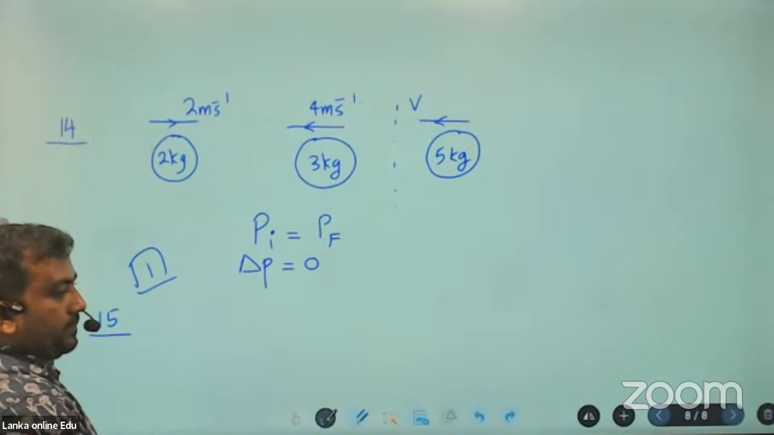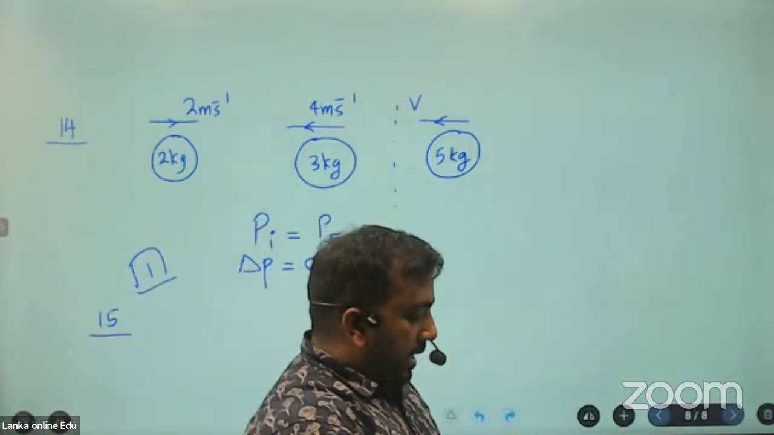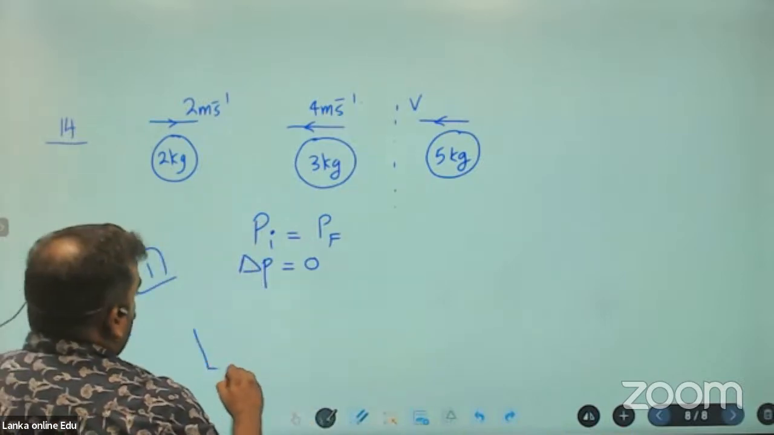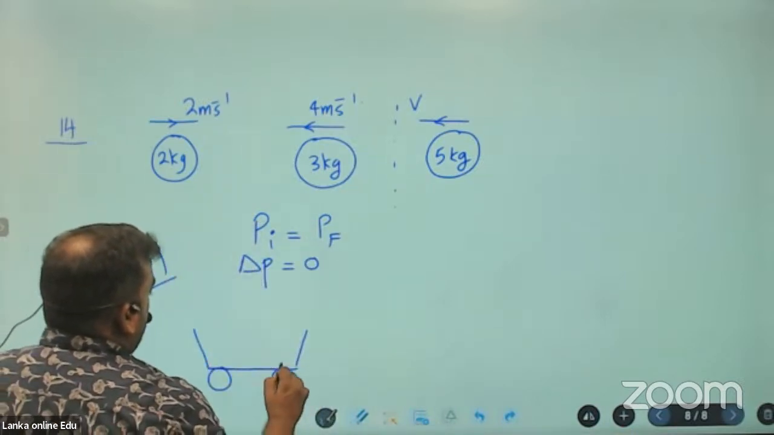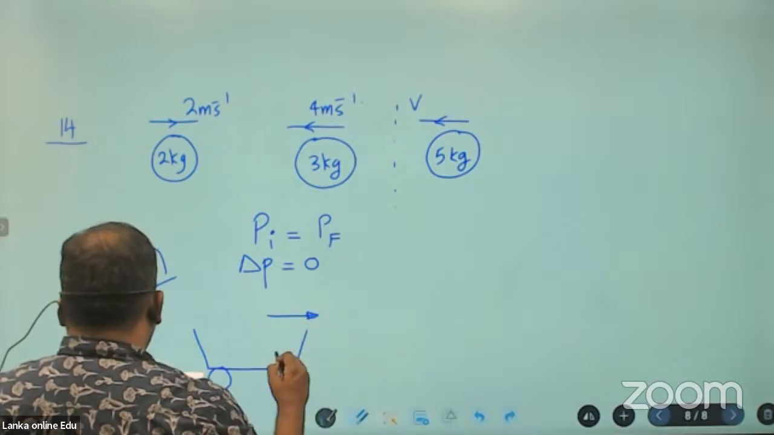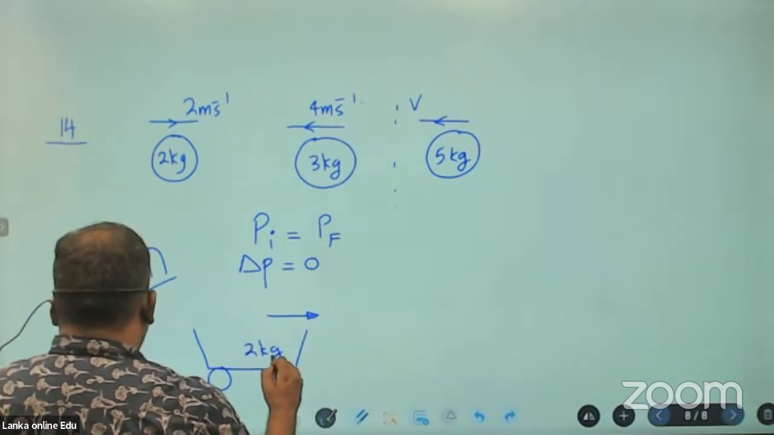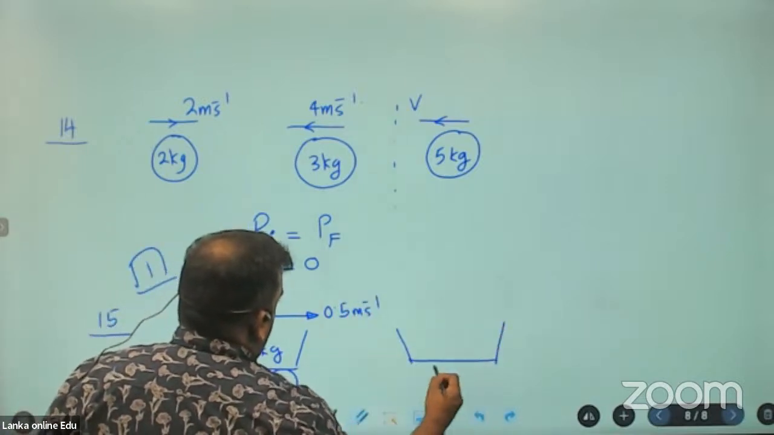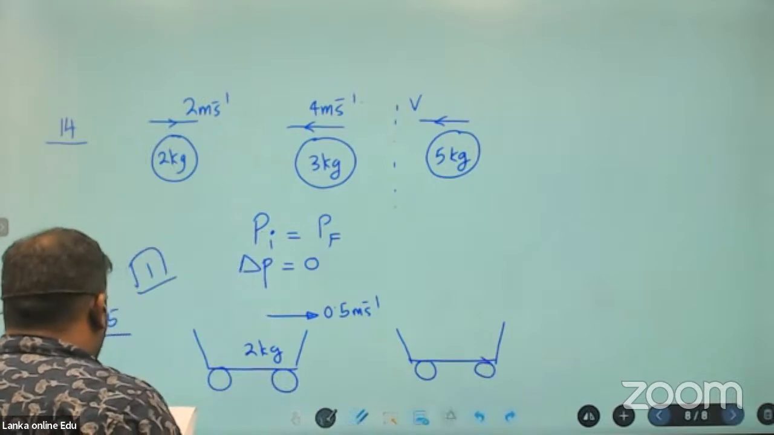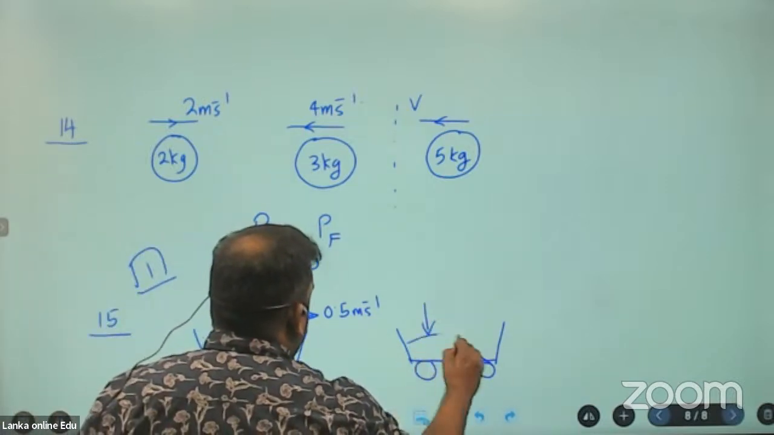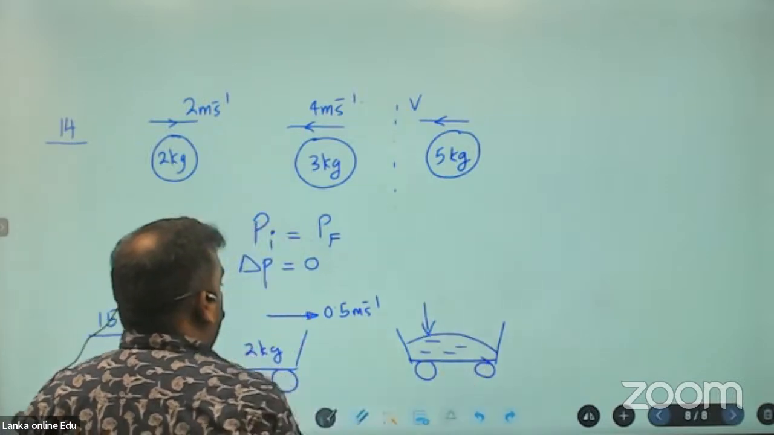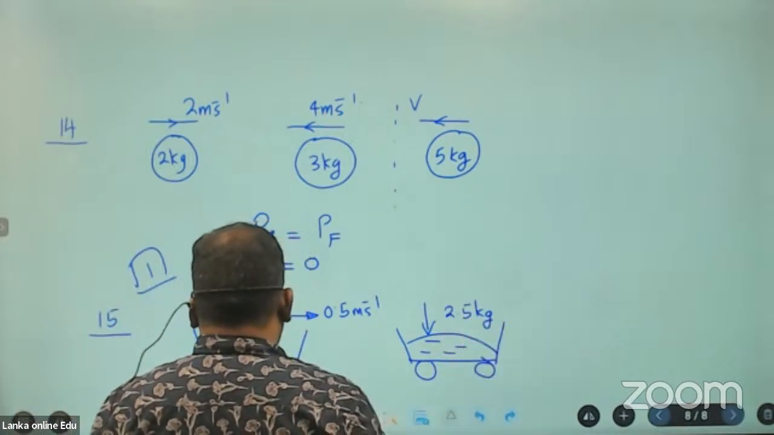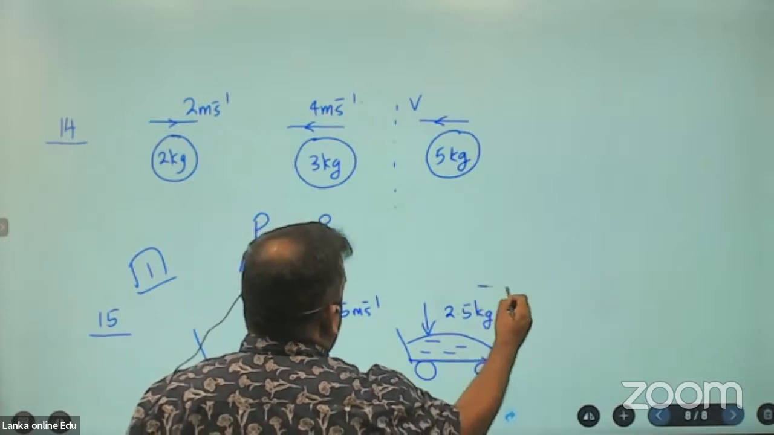MCQ 50. A trolley of mass 2 kg is moving on a horizontal surface at 0.5 meters per second. Sand is falling on this, and 500 grams of sand is added. So now it is 2.5 kilograms. They're asking for the change in momentum.